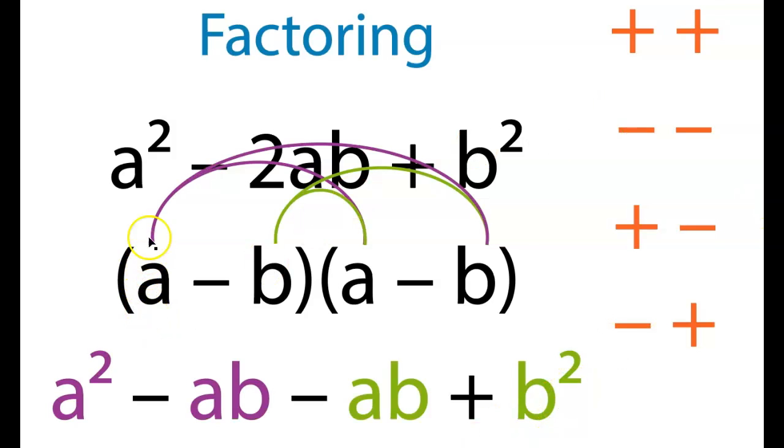And then those middle terms, when we do those: a times negative b, that's going to get negative ab. Negative b times a, negative ab. And then minus ab, that's going to get you negative 2ab. Okay, this is the idea. Ready, set, practice. Let's go.